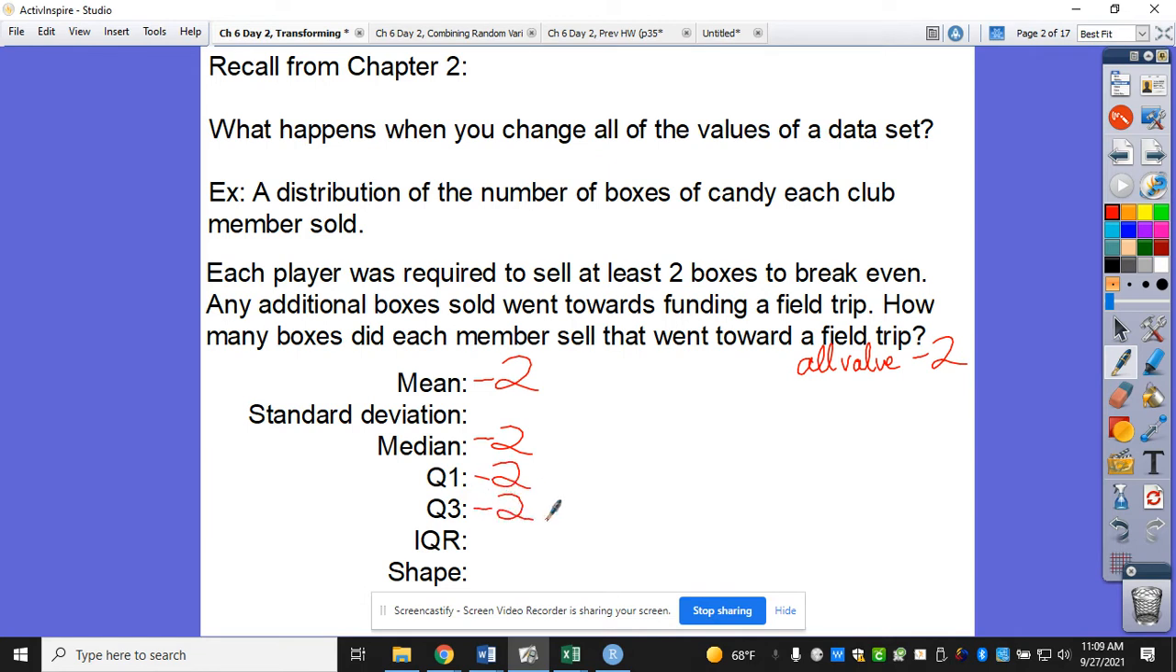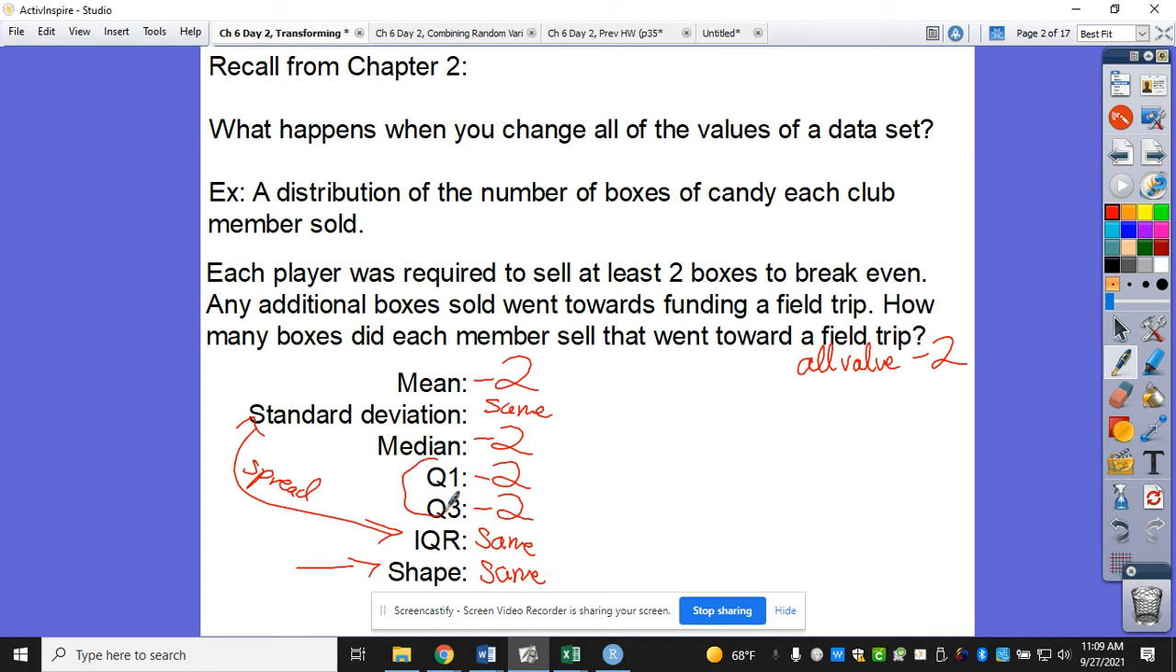With the rest of them? What happens to your standard deviation? Stays the same. What happens to your interquartile range? Same. So these are measures of what? Spread. So spread stayed the same. What happens to my shape? So when we add or subtract, your spread stays the same, your center changes with it.